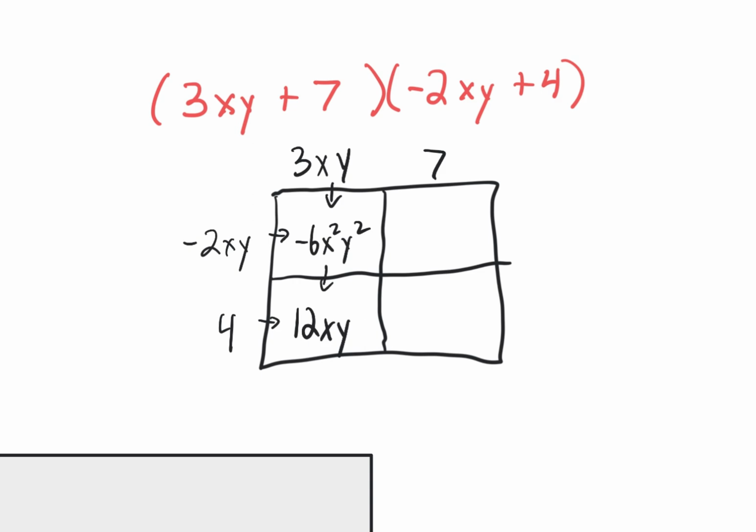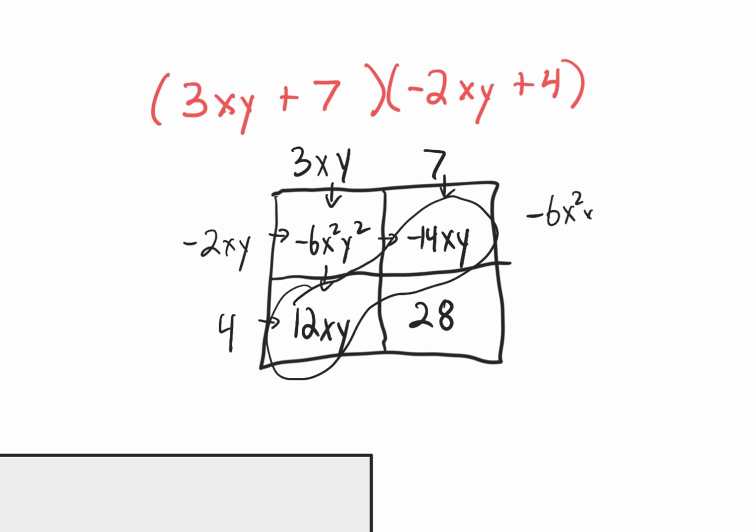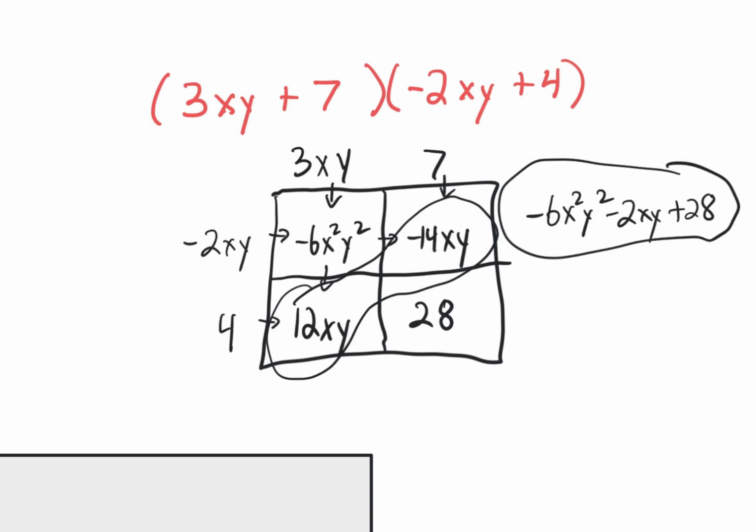Now my inside terms are 7 and negative 2xy. So 7 times negative 2xy is negative 14xy. And last, 7 times 4 is 28. It's just a different way to organize it. But you still have to combine like terms. So those are my two like terms. So I get an answer of negative 6x squared y squared minus 2xy plus 28. It's just another way to organize kind of the data.